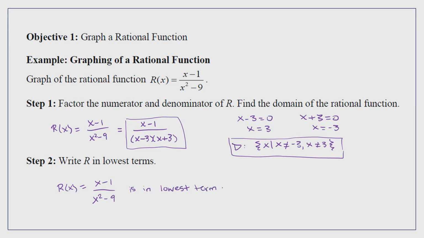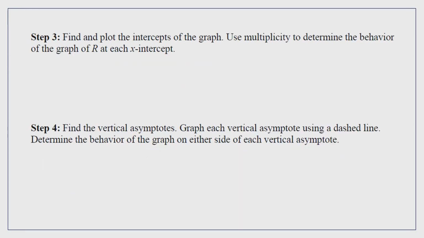Okay, so let's go to step 3. Find and plot the intercepts of the graph. Use multiplicity to determine the behavior of the graph of r at each x-intercept. So we want to find the x and the y-intercepts. Let's first find our y-intercept. To find the y-intercept, we know that x is 0.